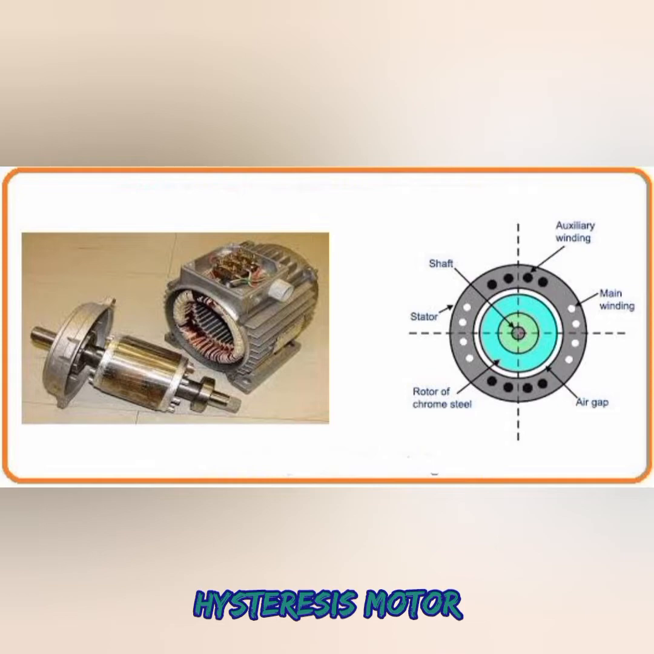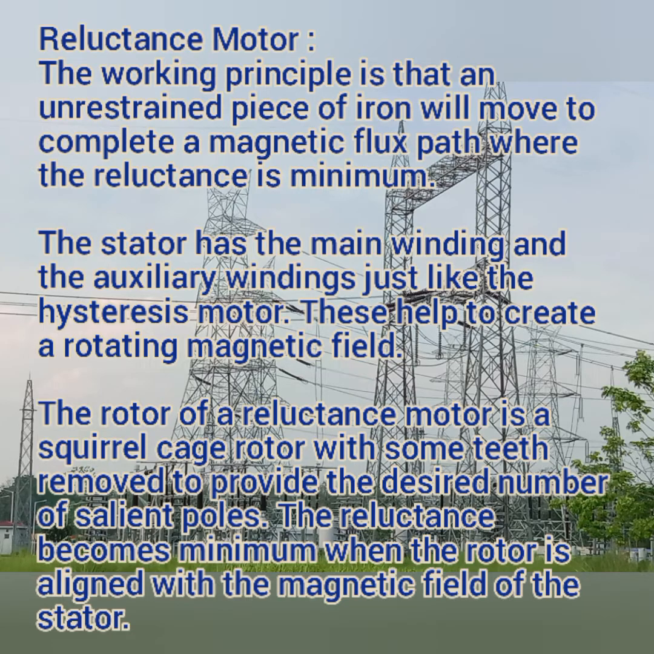Coming up to the next topic, the reluctance motor. The reluctance motor works on the principle that an unrestrained piece of iron will move to a position in the magnetic field path where the reluctance is minimum, which means the rotation takes place along the low reluctance path. The stator has a main winding and an auxiliary winding, just like a hysteresis motor, and this helps to create a rotating magnetic field.